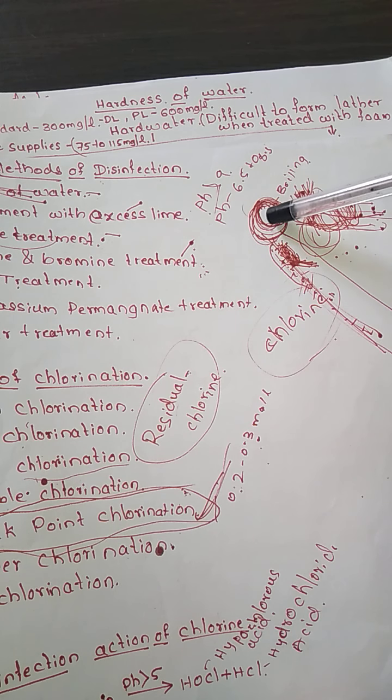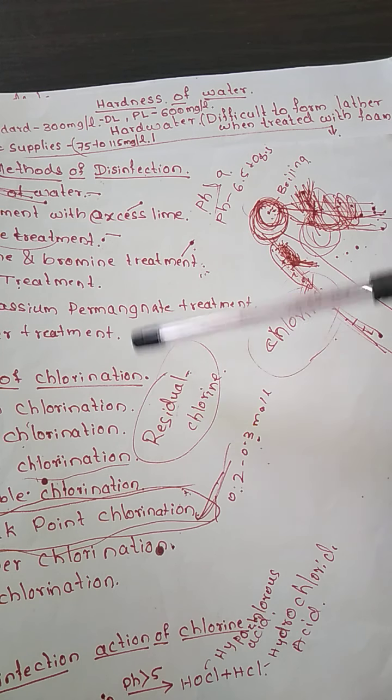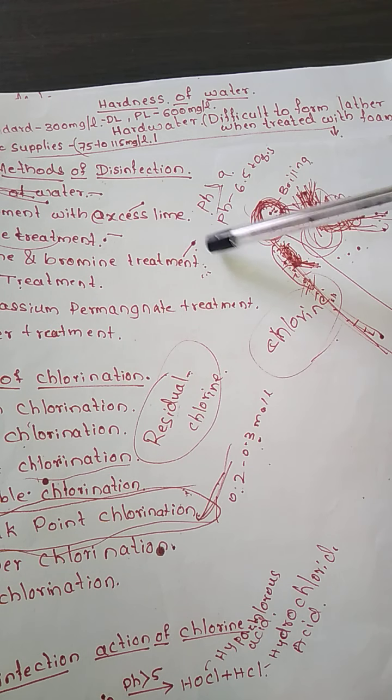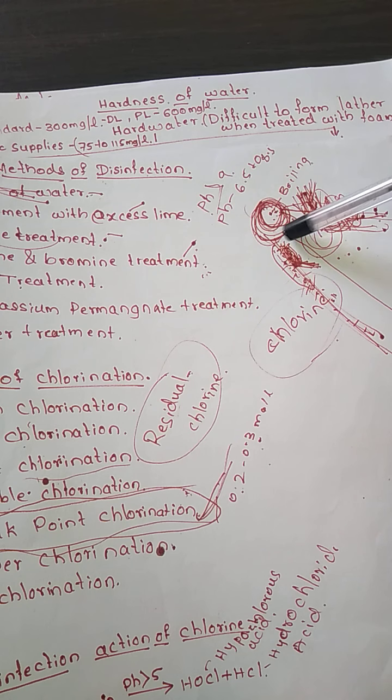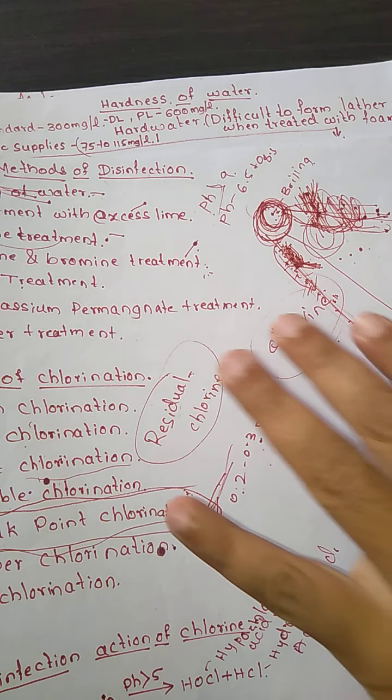So that is the reason why we normally go for chlorination rather than the other minor methods of disinfection, because it takes care of further contamination, that is, when the water flows into the conveyance line. So this is nothing but your chlorination.